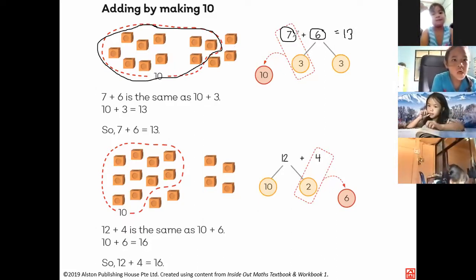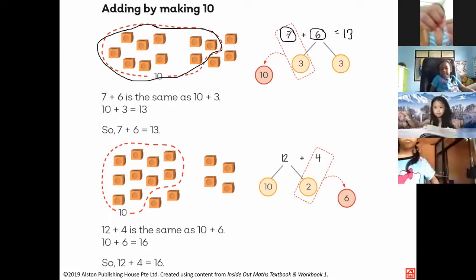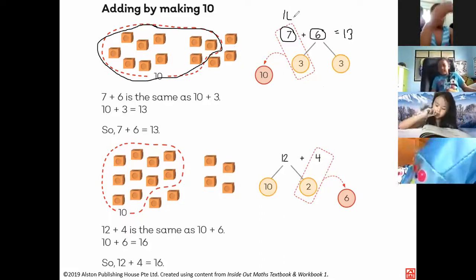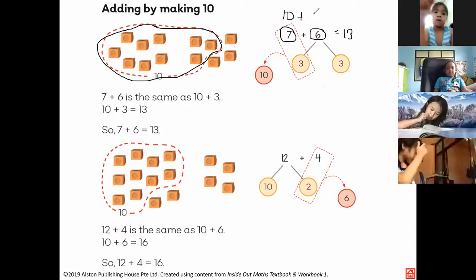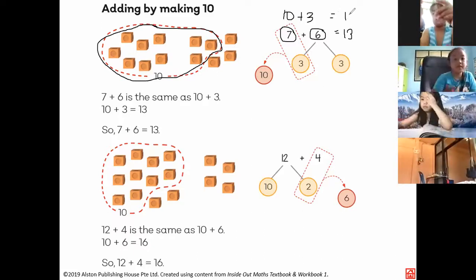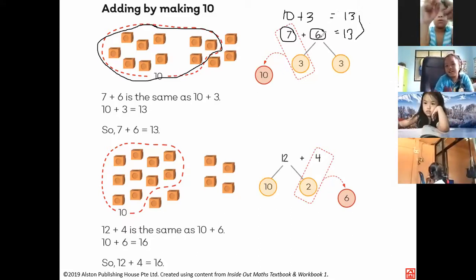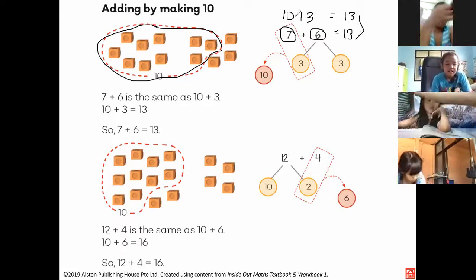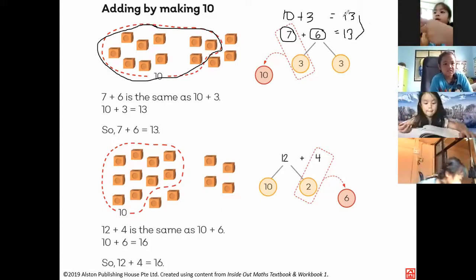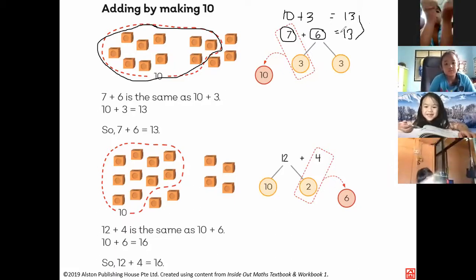Remember, 7 plus 6 is equal to 13. It's also the same as 10 plus 3 is equal to 13. So these two equations are the same. 7 plus 6 is equal to 13, and 10 plus 3 is equal to 13. So it's the same, class. Okay, so here's the solution.